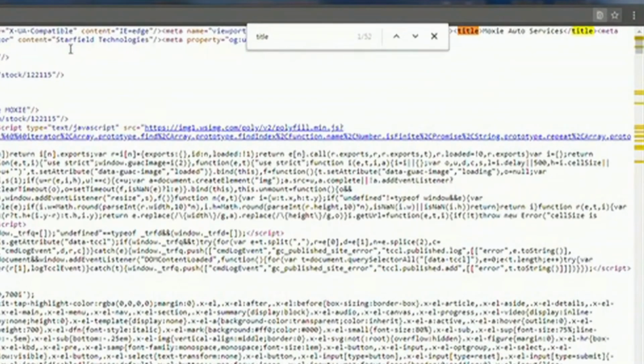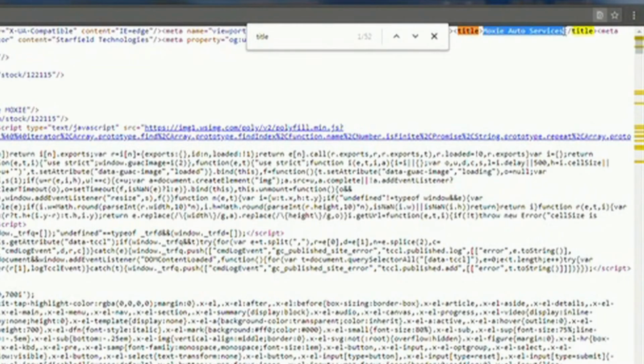Again, I want to say that I'm using Google Chrome. When I hit my Control F key, a little search box comes up, and I just want to search for the word title. Now, down the right-hand side, you'll see where the word title appears. That's not what we're looking for. We're looking for what's in the head section, and the title of your website is Moxie Auto Services.